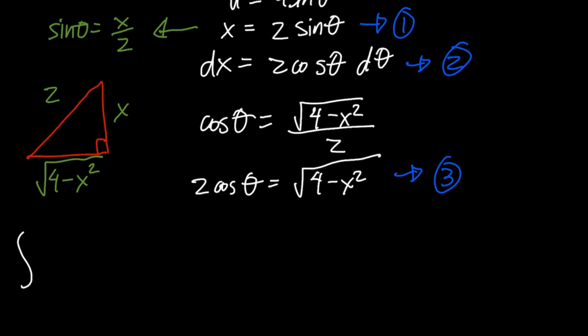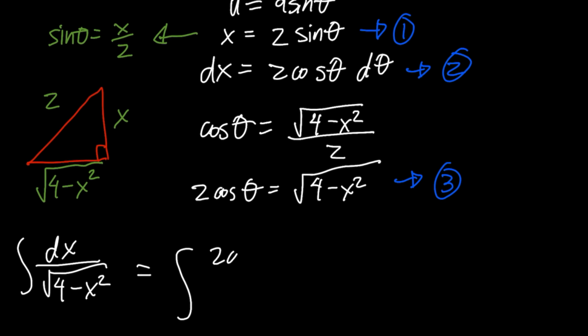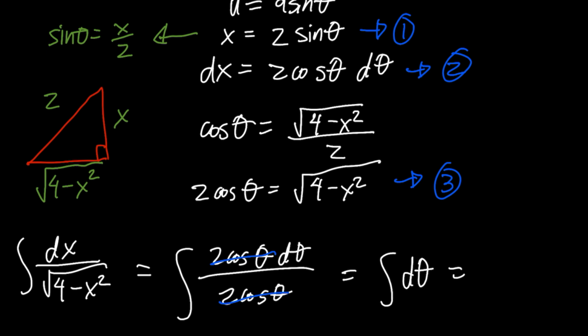So let me just rewrite our problem earlier. The integral of dx all over the square root of 4 minus x squared. So we know that dx is equal to 2 cosine theta d theta, and the square root of 4 minus x squared is equal to 2 cosine theta. So we can now cancel 2 cosine theta here, and we'll be left with the integral of d theta. So if we integrate d theta, that would be equal to theta plus c.